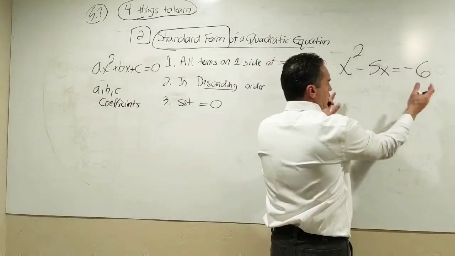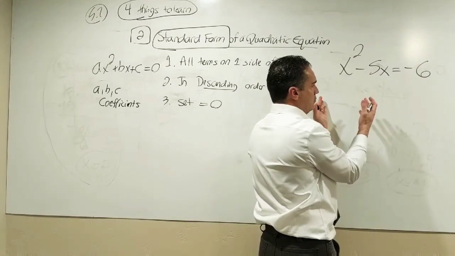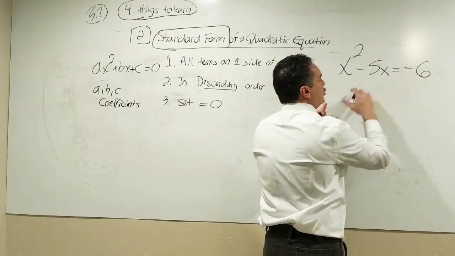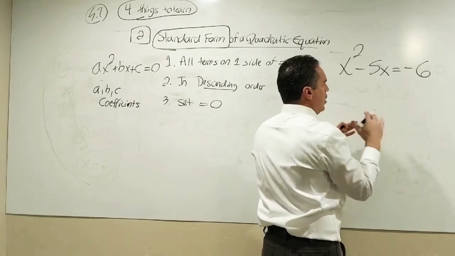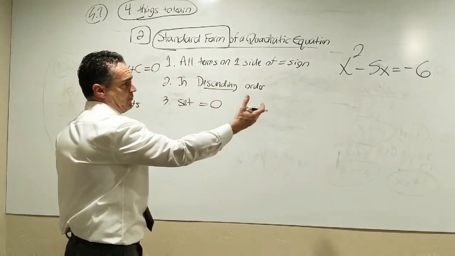So look at this. Are all the terms on one side of the equal sign? Yes or no? No. But good try. 2 are here, 1 is here. So we're divided across both sides of the equal sign. So all our terms are not on one side of the equal sign. So we're not in standard form right now.